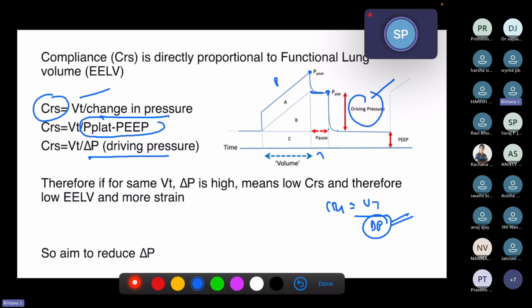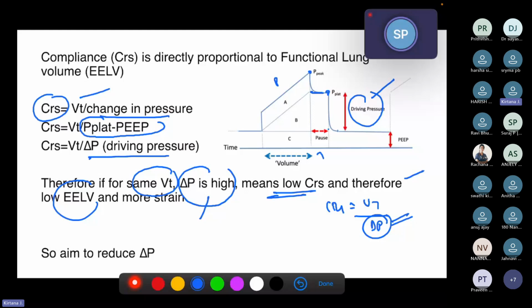So I can say that if I give two patients the same tidal volume, and the driving pressure is high, this means I'm dealing with a patient who has a low compliance state and therefore a low functional residual lung, and therefore there is more strain happening on the lung. So for the same VT, if your delta pressure, that is your driving pressure, is high, this means that you are causing more strain on that lung and that VT is not appropriate for your patient.